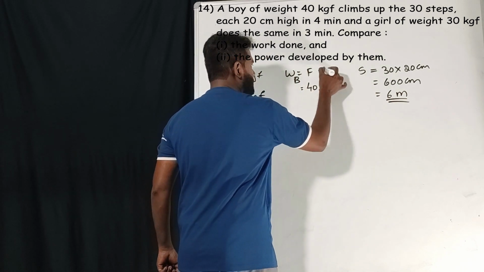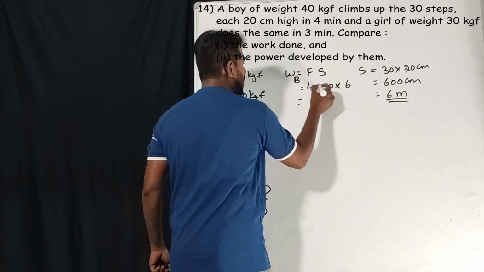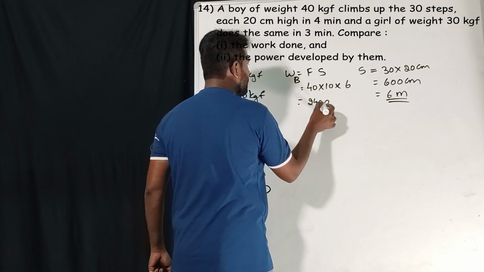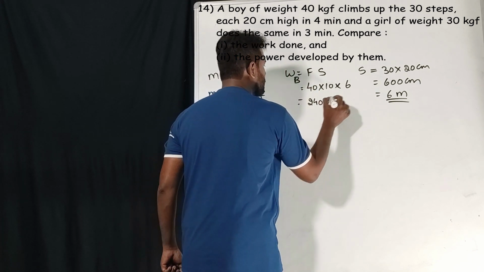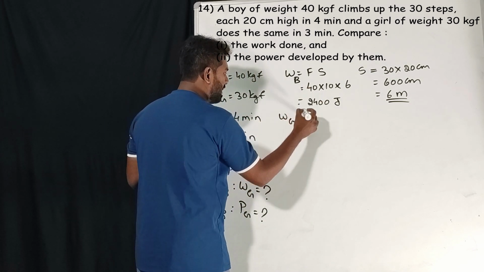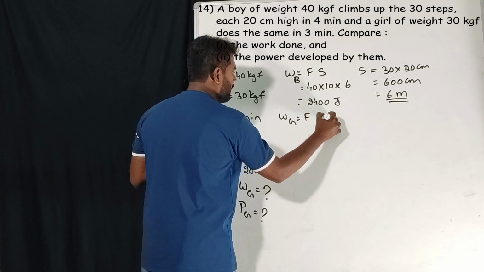So this S value we have to substitute here. 4 6s are 24, 2 zeros are there. Work done by the boy is 2400 joules. Okay, work done by the girl, the same method, F into S.